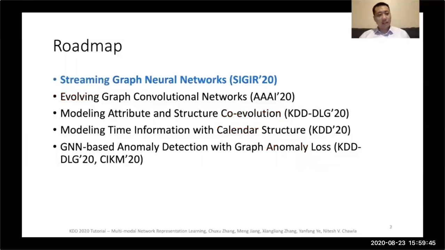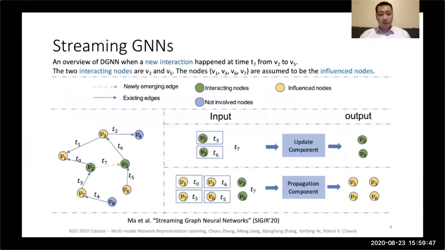Firstly, in the streaming graph neural nets, from the title you can understand that they try to process streaming data. So every time we get a timestamp, and at a new timestamp we have a new link coming in, we call it a new interaction. Suppose at a time t7 you get a new interaction v2 and v5, and they believe that this kind of new interaction depends on 2 parts. So that's why they design 2 components.